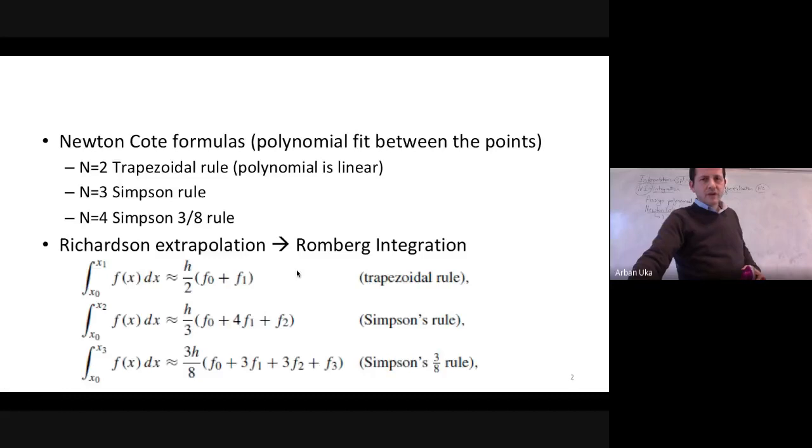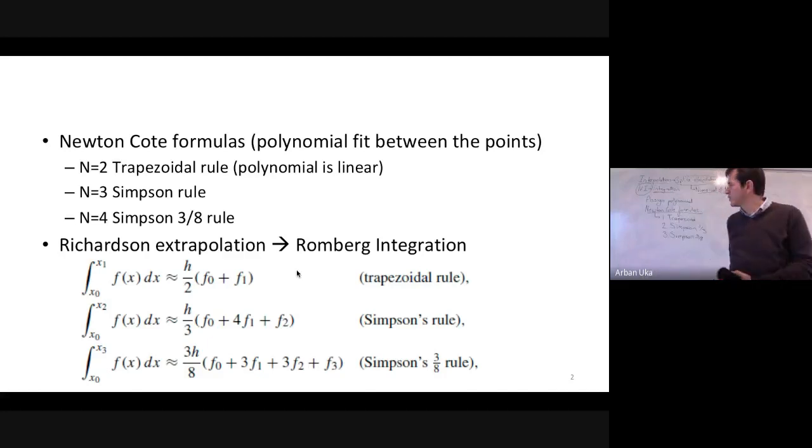Okay, so the first thing that we are going to see, as you can see from here, is the Newton-Cotes formulas. We have a polynomial fit between the points. If we use 2 points, we can construct a trapezoidal rule. This is how we call it. Then if we have 3 points, we are going to have the Simpson rule, but as we wrote it on the board, this is called Simpson 1/3 rule.